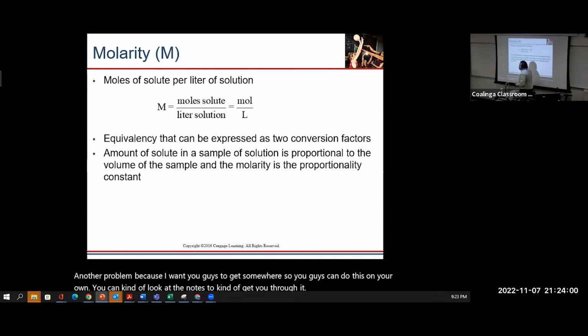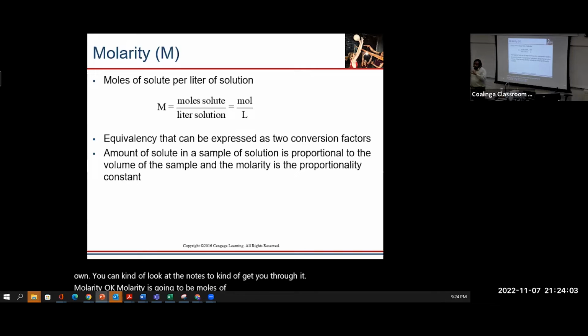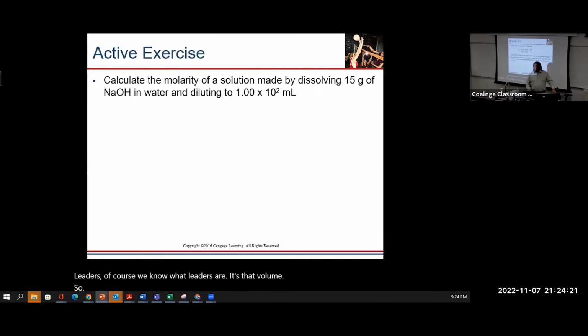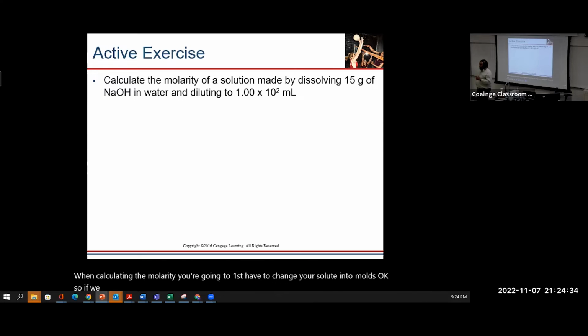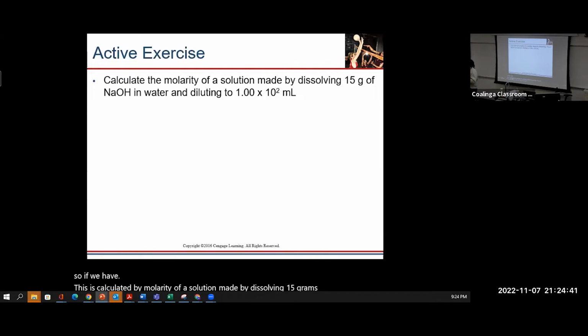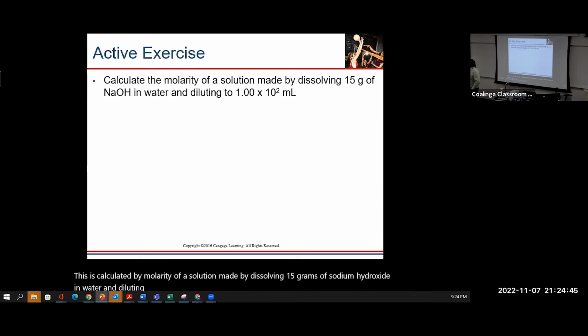Molarity is going to be moles of solute over liters of solution. You already know what moles are, that quantity, and of course we know what liters are. So when we're calculating the molarity, you're first going to have to change your solute into moles. Calculate the molarity of a solution made by dissolving 15 grams of sodium hydroxide in water and diluting it to 1.00 times 10 to the second.